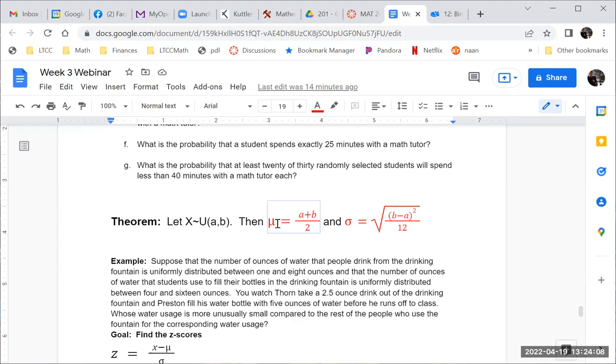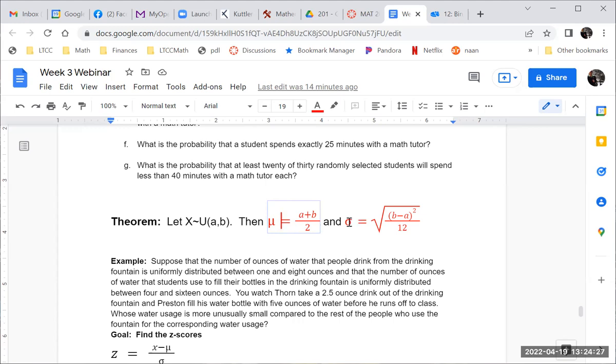Okay, so this is mu, which is the population mean, and it's A plus B over 2, which makes sense, is that the mean is the average of the left and the right. If you have a rectangle, the middle is halfway in between. That's all that is. Any questions on this first piece?